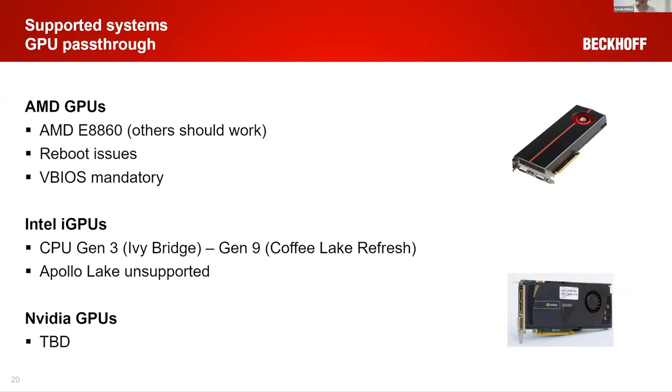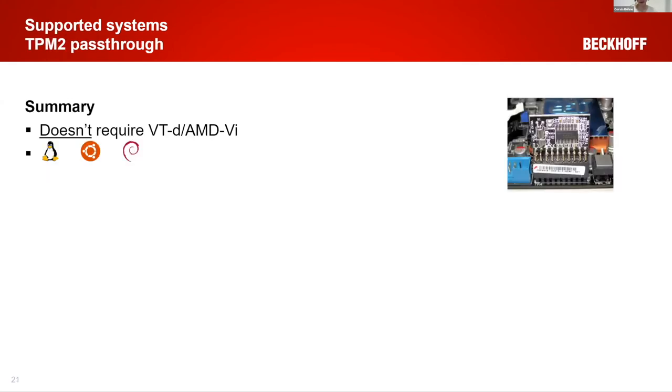And for NVIDIA GPUs, as it's still a work in progress, we need to determine which GPUs are supported and which aren't. The TPM pass-through is much easier. It doesn't require VT-d or AMD-Vi, so it should be easier to pass through the TPM device, because you only need the standard hypervisor extensions of Intel and AMD CPUs. But currently it's only supported by Linux.